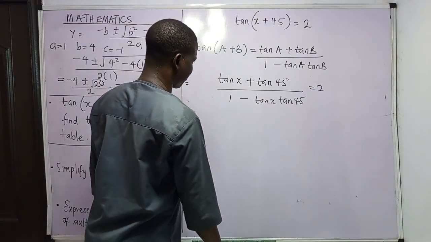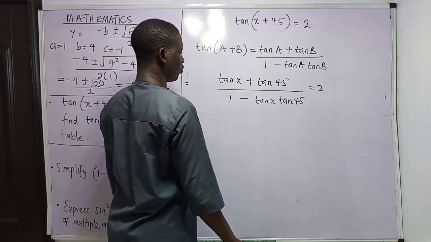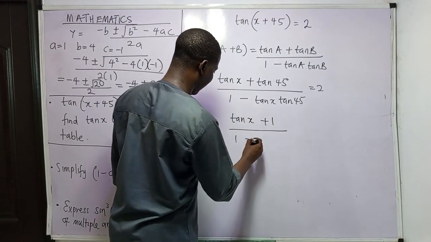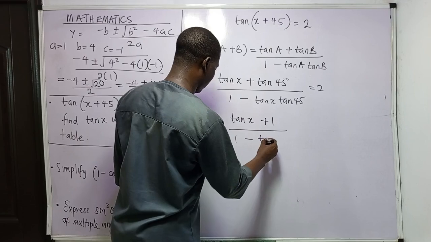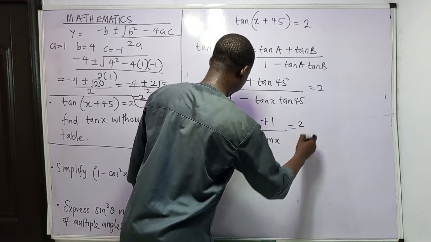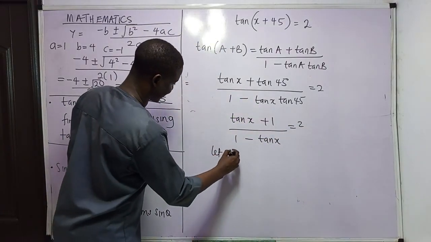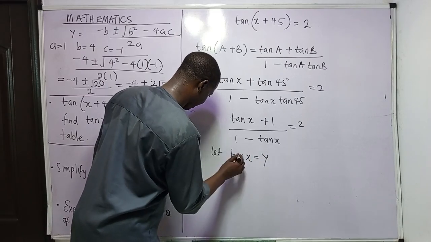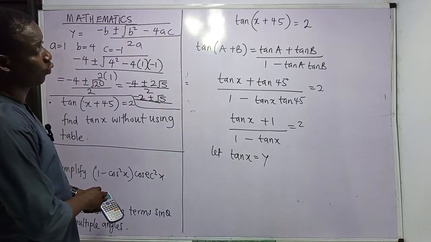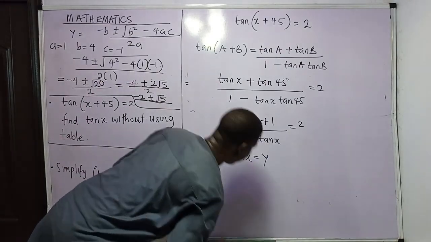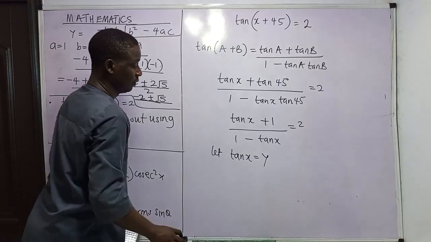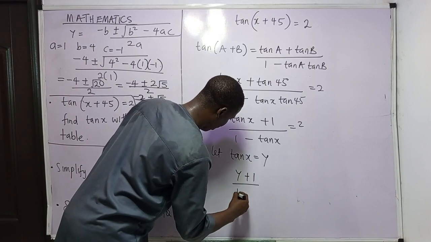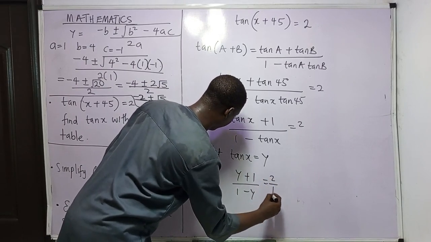Now, what is tan 45? Tan 45 is equal to 1. So we are going to have tan x plus 1 all over 1 minus 1 times tan x, equal to 2. So we say let tan x equal to y. If tan x is equal to y, what do we have, class? I want to have it as y plus 1 over y minus 1 equal to 2 over 1.